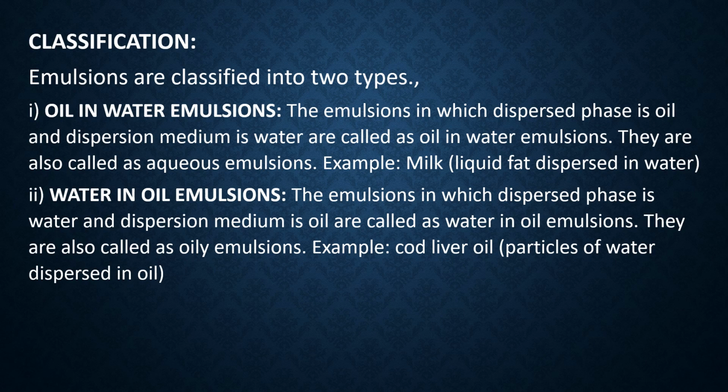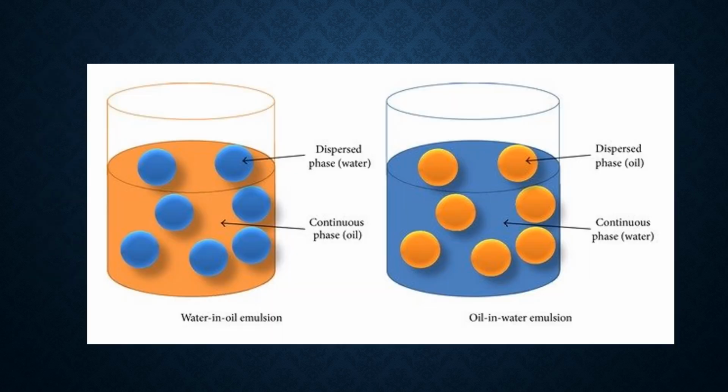For example, milk. Second one, water in oil emulsions. It is exactly opposite to the first one. The emulsions where the dispersed phase is water and the dispersion medium is oil, we call water in oil emulsions, which are also called oily emulsions. For this example, we can give cod liver oil. So this is a picture representing water in oil emulsion and oil in water emulsion, students.